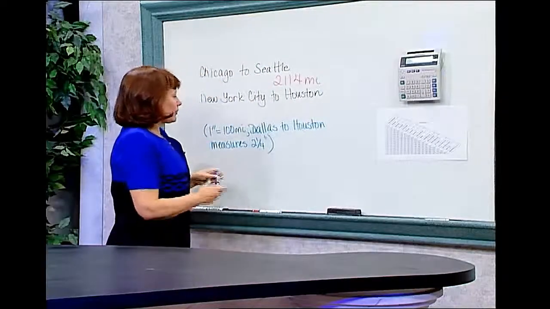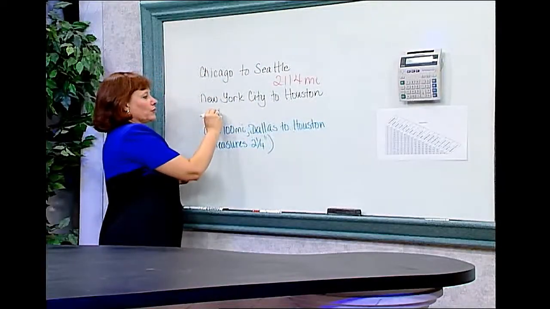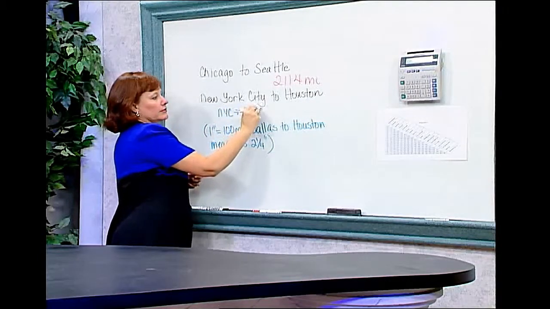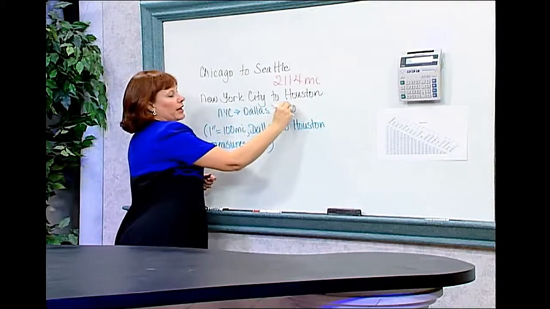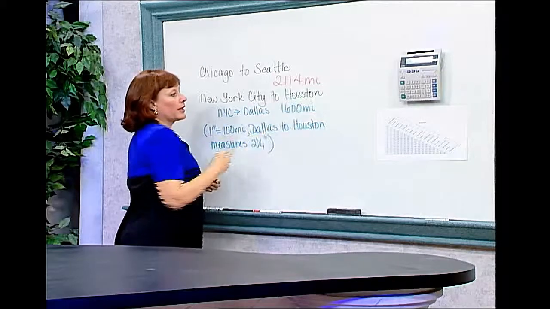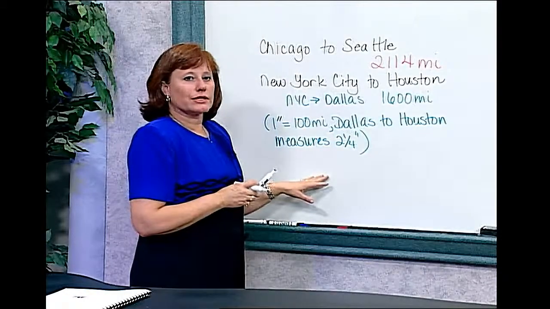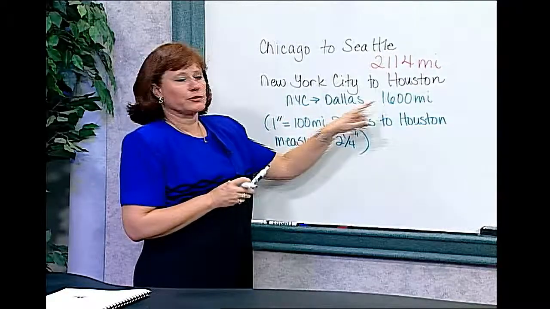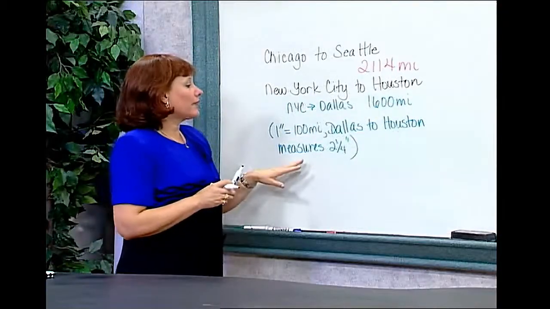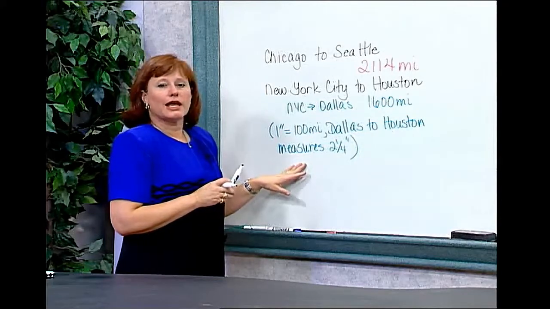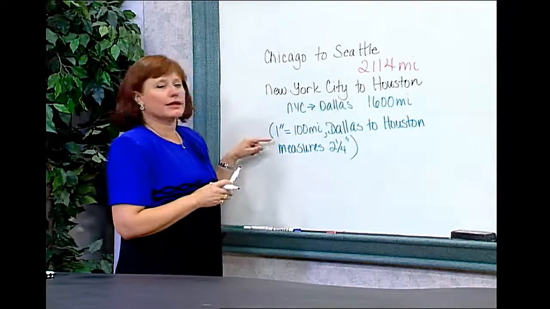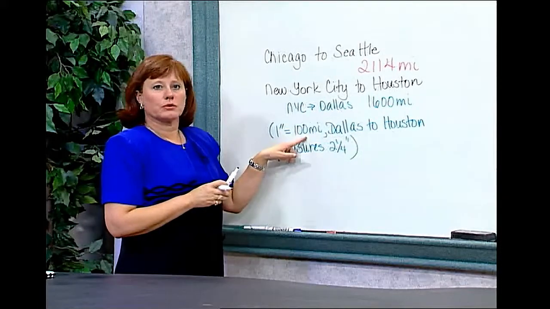So an intermediate step in this problem is to tell me that from New York City to Dallas is 1,600 miles. You may need to use a second source to help you find the distance from New York City to Houston. I've gotten as far as Dallas with 1,600 miles, but I'm going to have to find the rest of the distance. If you're lucky enough to have a map of Texas, perhaps it has a scale on it that's something like this: 1 inch equals 100 miles.